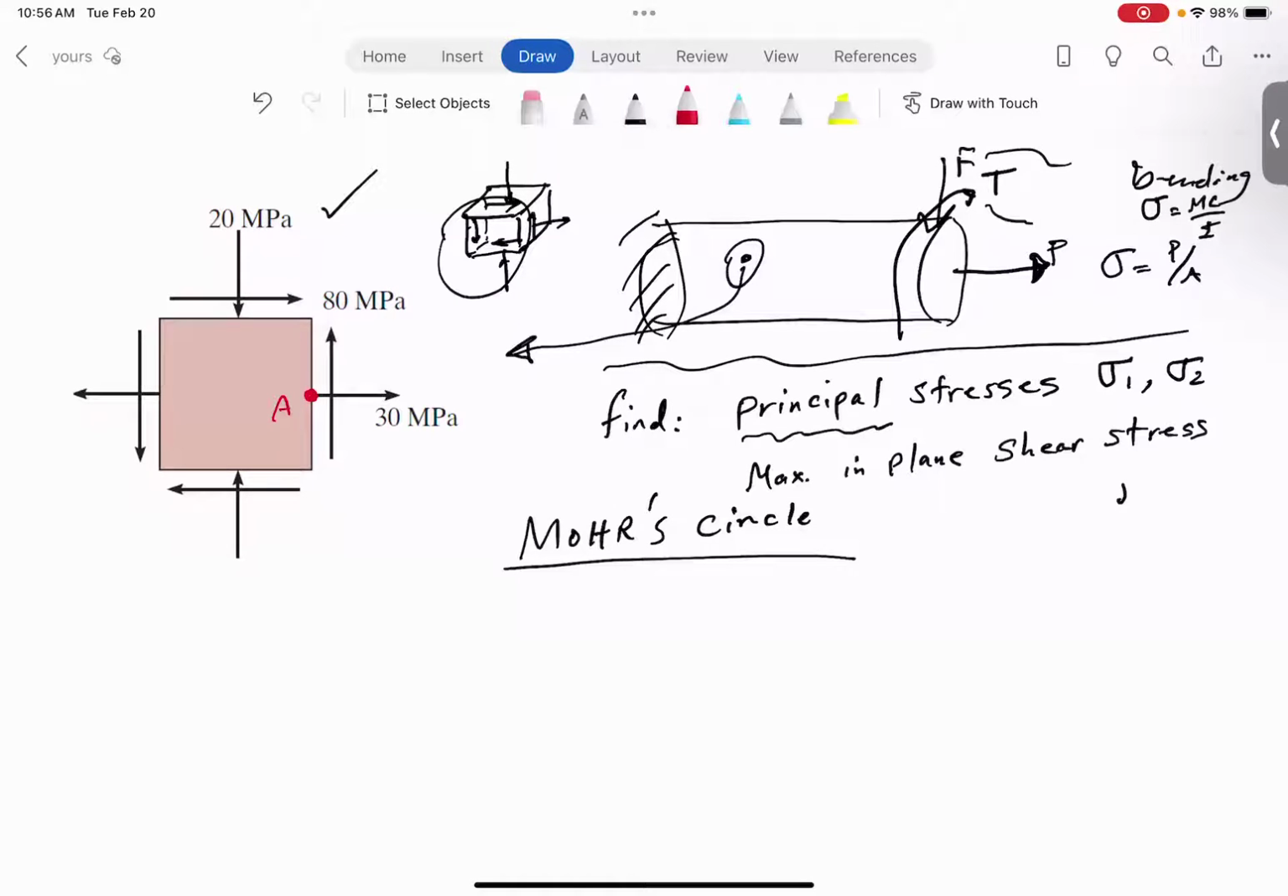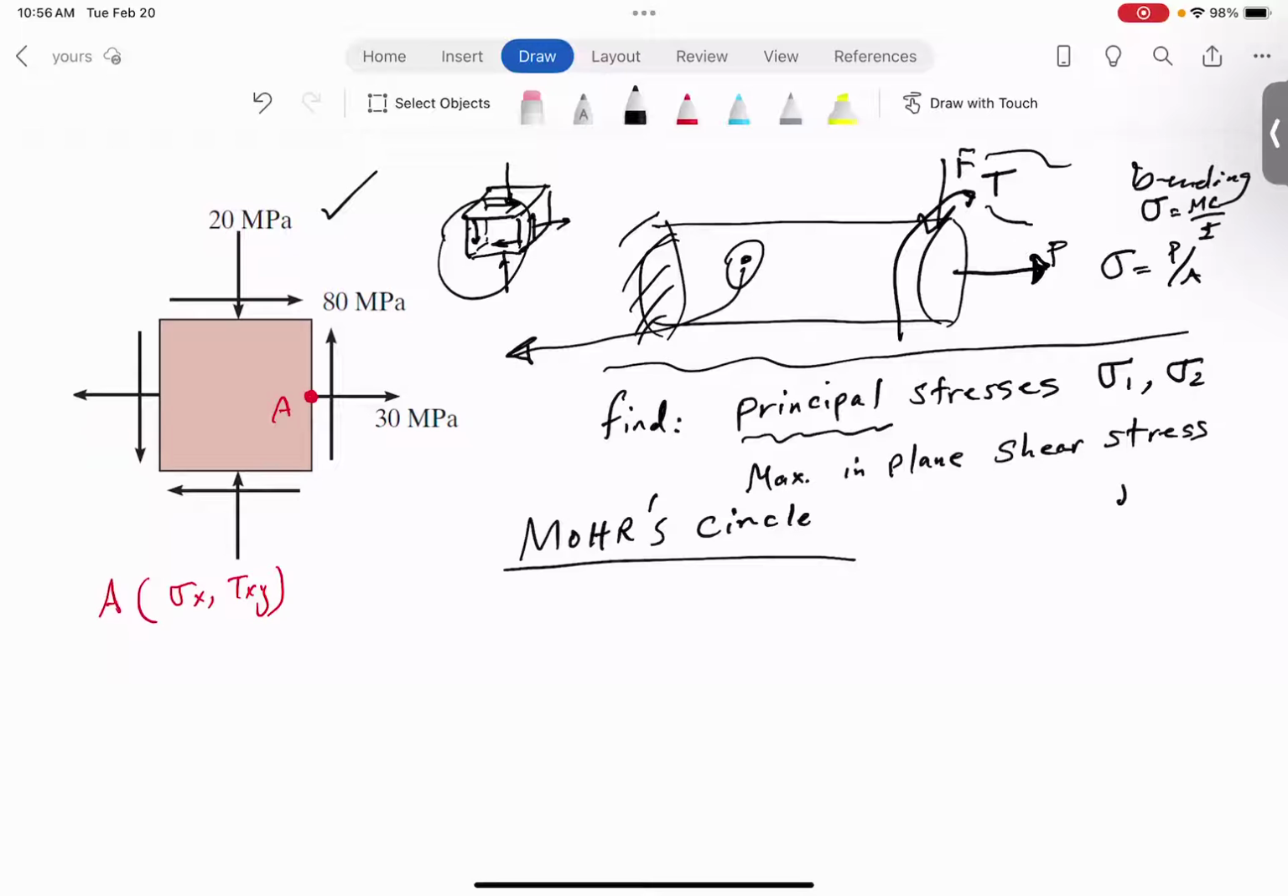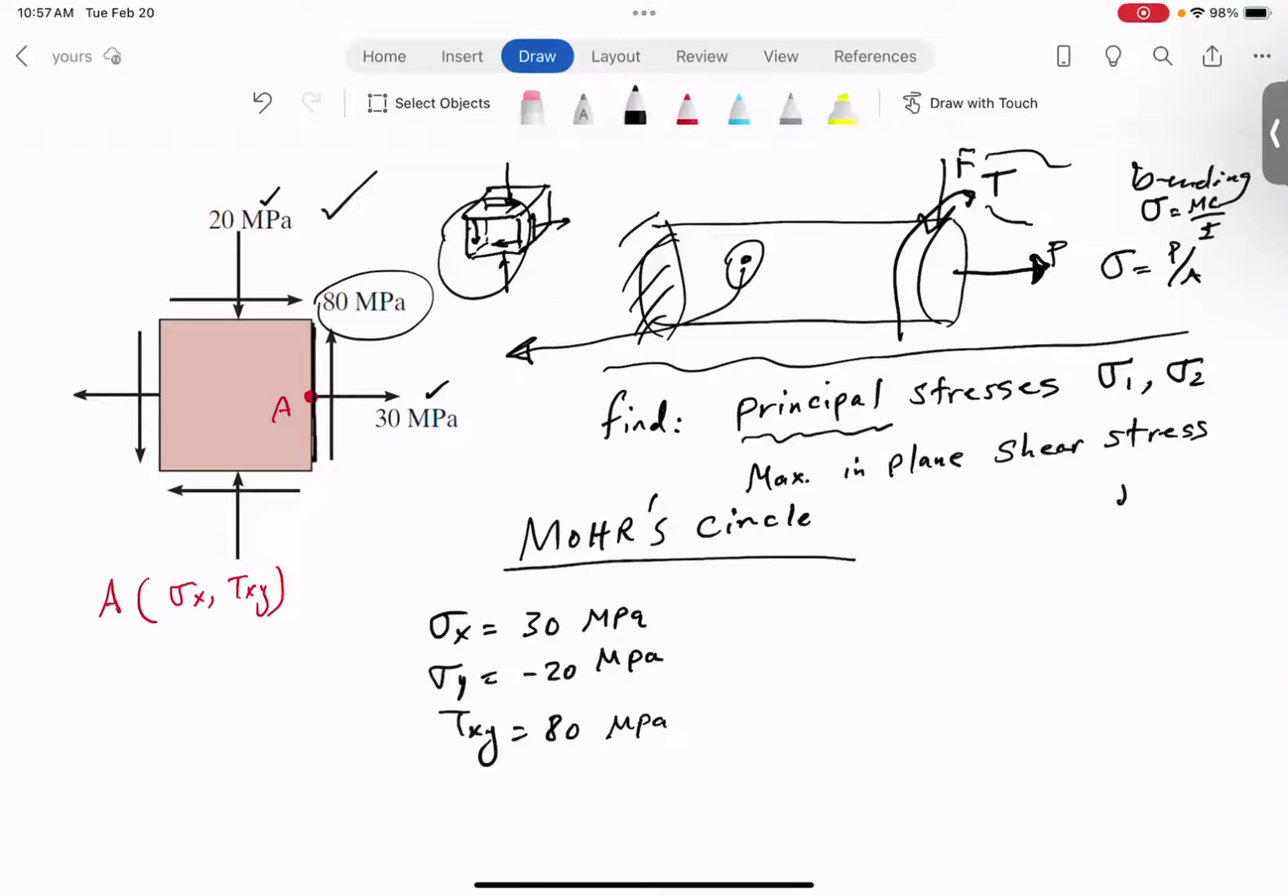Okay? All right. So basically, your reference is this side on this plane, which we call point A. The coordinate of point A is always sigma x and tau xy. And by the way, if we define our stresses based on the way they're acting, sigma x is a positive 30 megapascal because it's in tension. Look at your sigma y. Sigma y is negative 20 megapascal because it's compressive. And this tau xy is a positive 80 megapascal. Basically, if you look at this side and the shear stress is pointing up, that's a positive arrangement. This is positive, this is positive, and this is positive. Basically, this arrangement is positive.